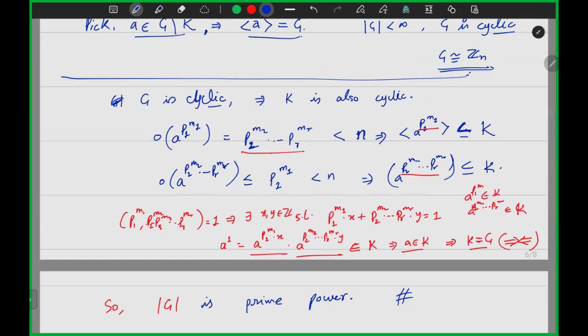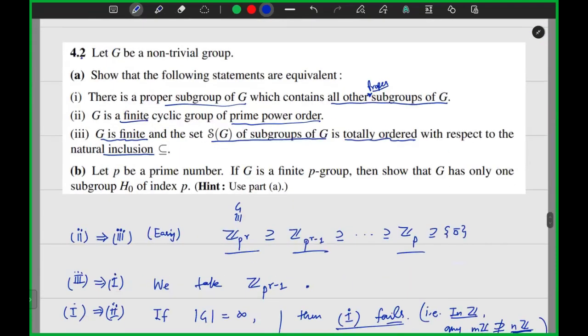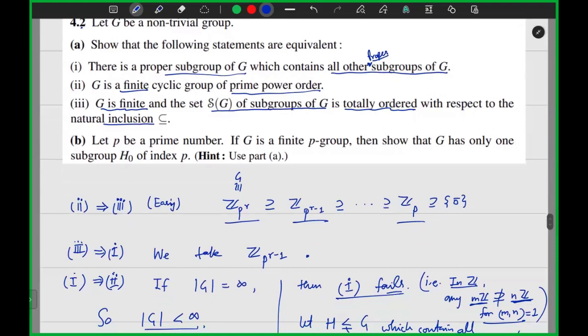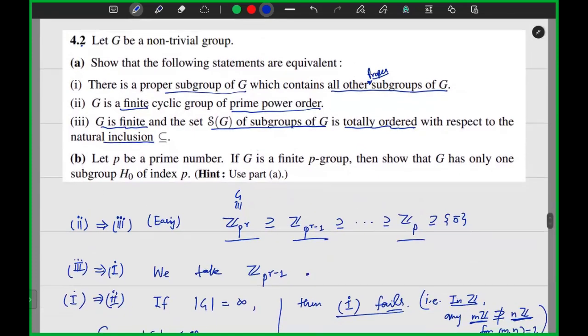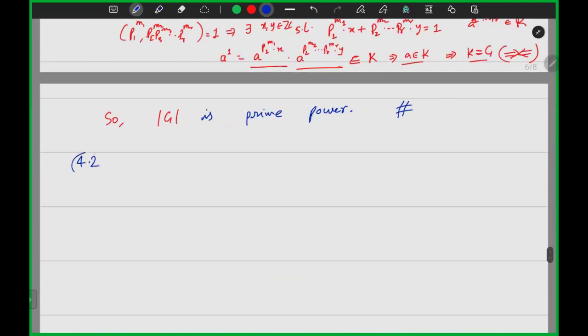You understood? Yes, I got it. Okay, so we can go to the next question, part B. When P is a prime number and G is a finite P group, that is the order of G is P to the power M, then show that G has only one subgroup H naught of index P, and use part A. This is trivial. 4.2 B.